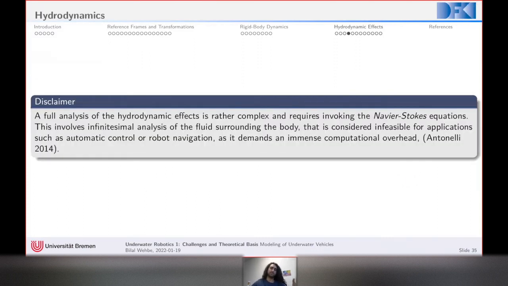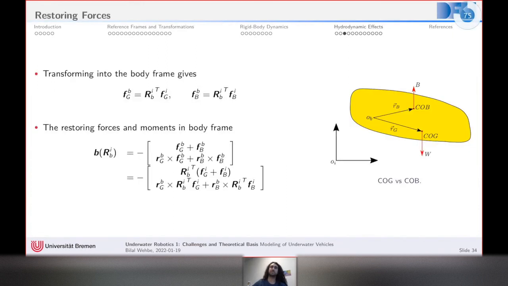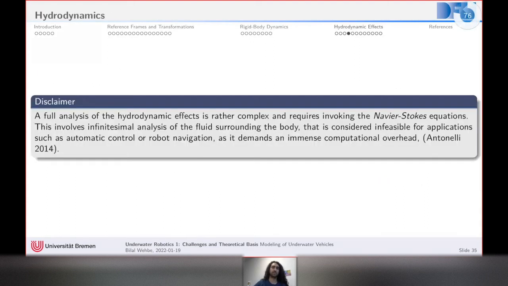Now, before I talk about this disclaimer, another thing I forgot to mention about these restoring forces: they are hydrostatics. They are not really hydrodynamics because they are just a function of the pose. They are a function of one fixed orientation, right? So they are always going to be static. The only thing that's changing here is just the rotation matrix. They are not a function of velocities or accelerations. This is what I wanted to say. That's why we call them hydrostatics.